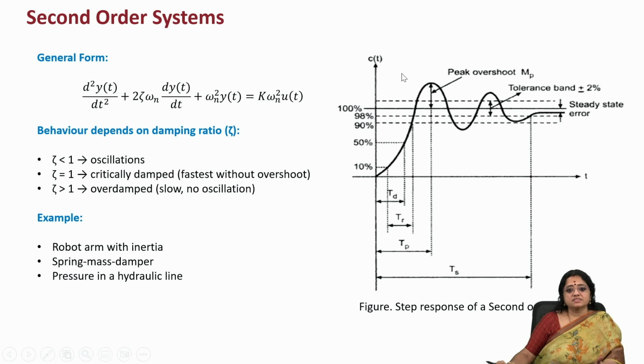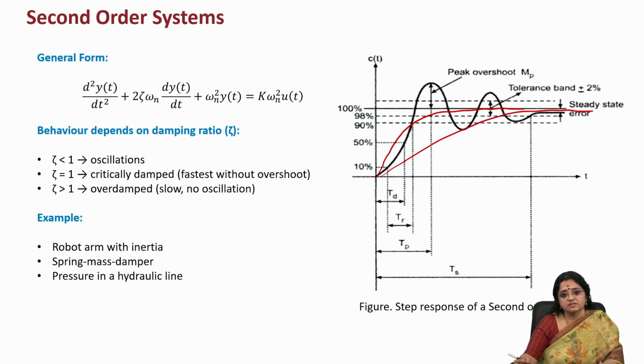On the right side we can see in this figure a plot of the response y of t with respect to time, and the system is dynamically changing with respect to time and reaching a steady state value after a while. Depending on the zeta value, the response of this particular process can change like this, or something like this. Any of these behaviors is expected from a second order system.